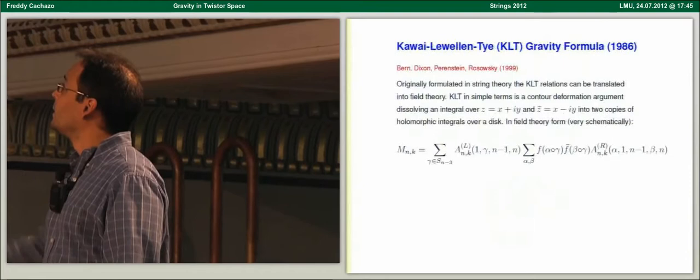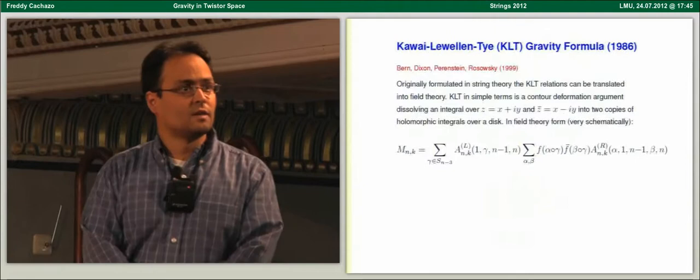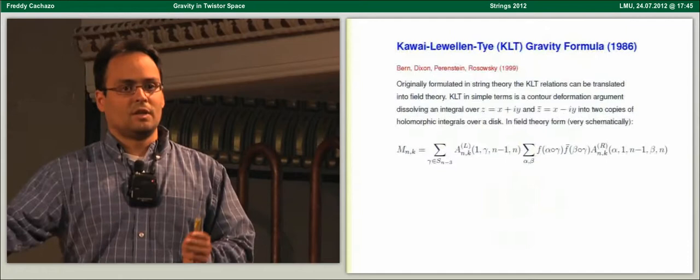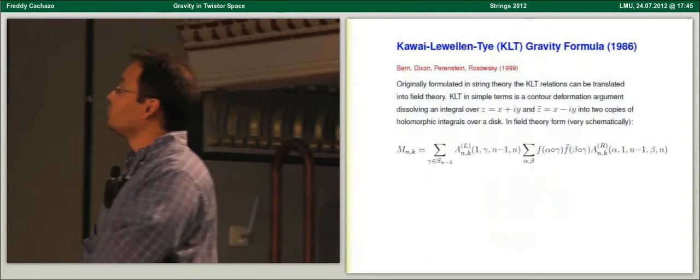Now we move on to gravity. So we have described the connected prescription in Yang-Mills, and we would like to find something similar to that in gravity. What would be the natural first step to take? Well, find somewhere a connection between gravity and Yang-Mills. But that has a name. It's called the KLT relations that you have heard about. Originally formulated in string theory, the KLT relations can be translated into field theory.